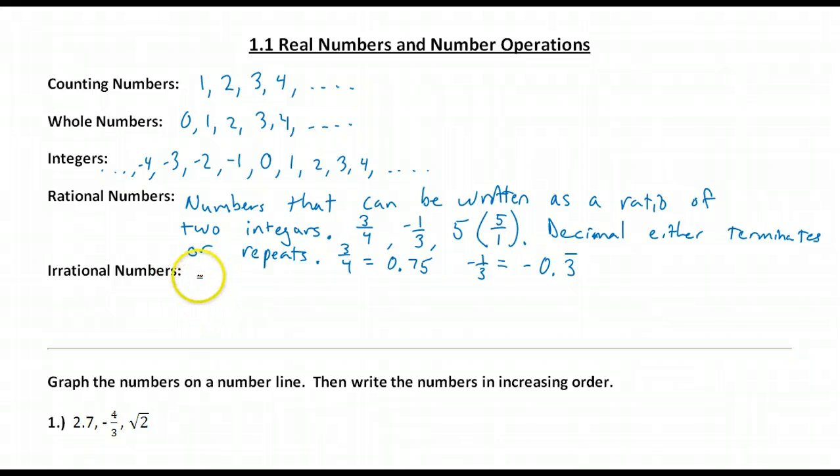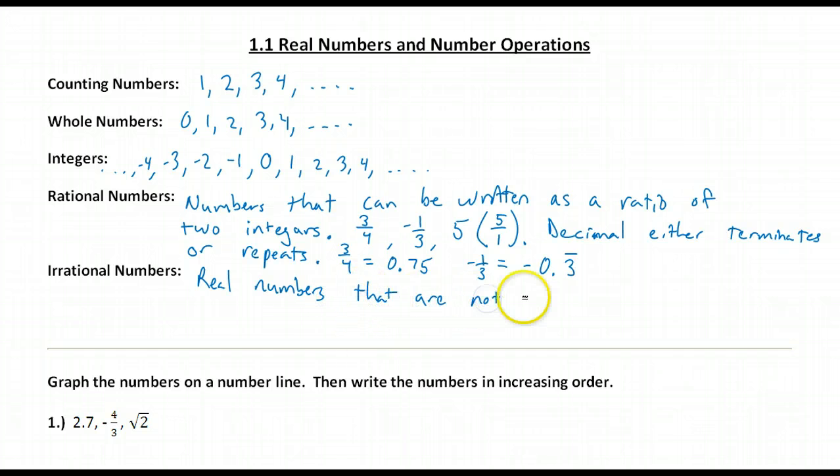Irrational numbers are the real numbers that are not rational. It's all the numbers that we can't write as a fraction of two integers, and it's all the numbers whose decimals don't terminate and don't repeat. Examples would be the square root of 2 and pi.